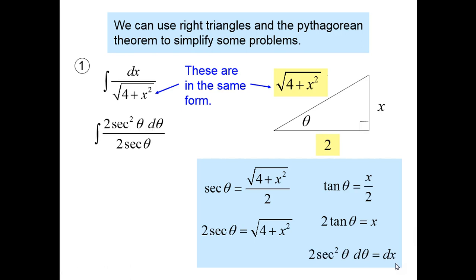So go back to your integrand and make some substitutions. So the denominator, which was the hypotenuse, turned into 2 secant theta. The numerator, which was dx, turned into 2 secant squared theta d theta. We're going to simplify this a little bit, and we're just left with the integral of secant theta d theta. The integral of secant theta is the natural log of secant theta plus tan theta.